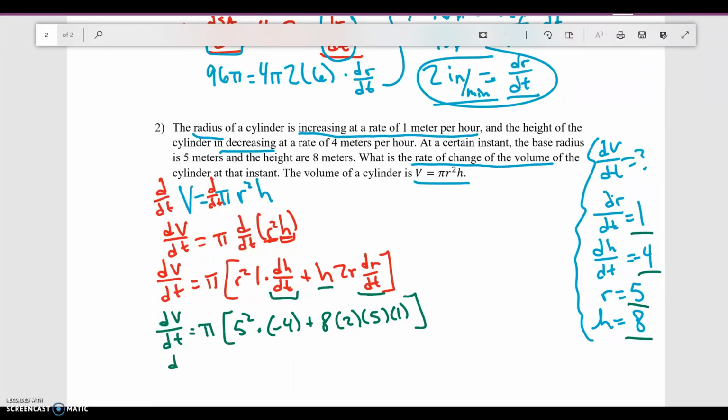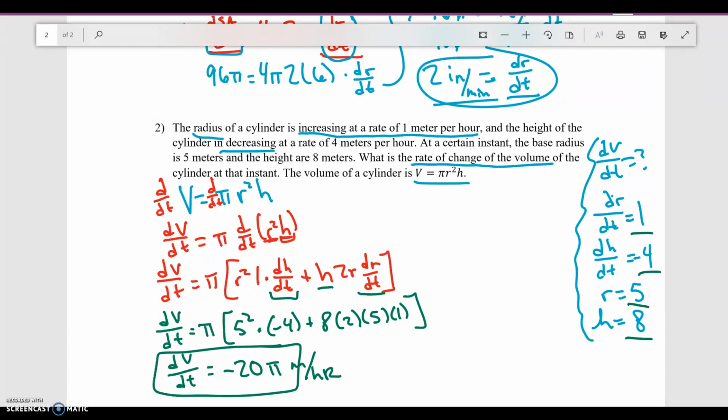Now all I have to do is plug all of this into my calculator. So let's see what I get. I'm going to get 25 times -4 plus 8 times 2 times 5 times 1. And what do I get? I got -20 pi. So that means that my volume here is decreasing at the rate of -20 pi, and I think this one is going to be meters per hour.